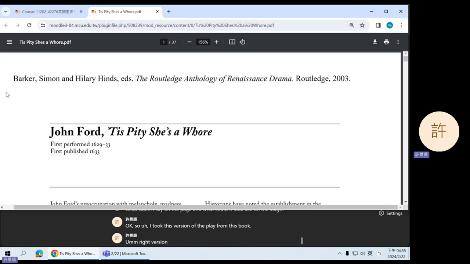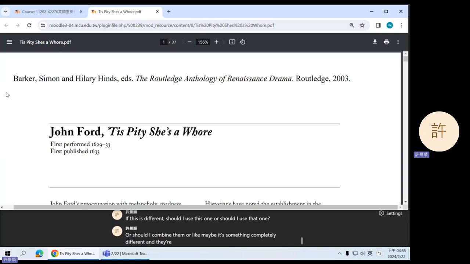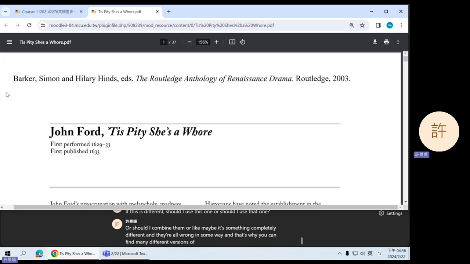Right, versions. Okay, so it's published in 1633. For this play, we only have one source. Some plays, like Shakespeare plays, we have two sources, three sources, four sources, and every source will be different. So for a modern edition, the editor has to choose. Okay, if this is different, should I use this one or should I use that one? Or should I combine them? Or maybe it's something completely different and they're all wrong in some way. And that's why you can find many different versions of Shakespeare in a bookstore. Each editor makes different decisions.